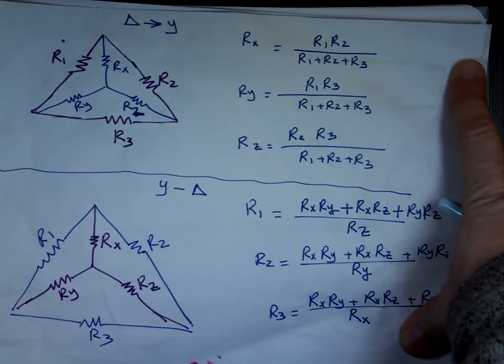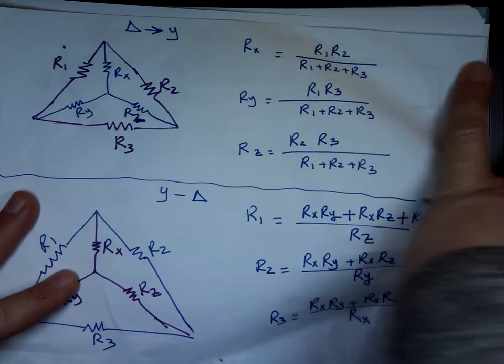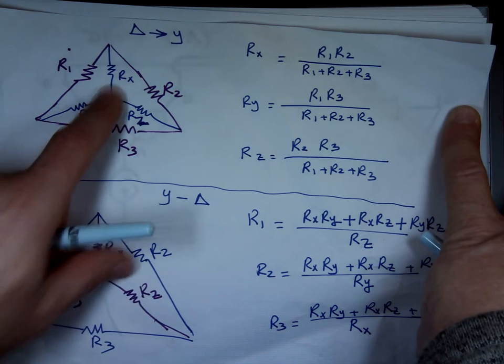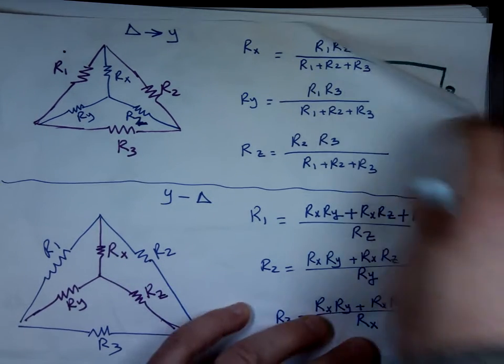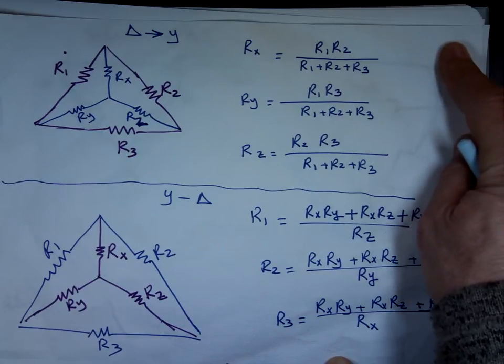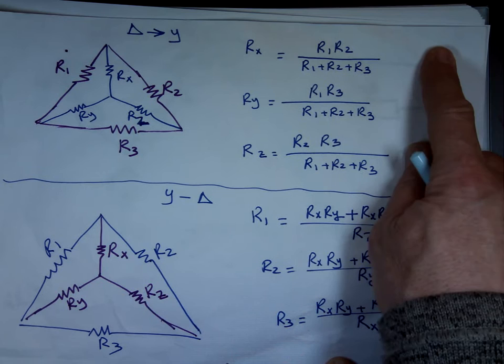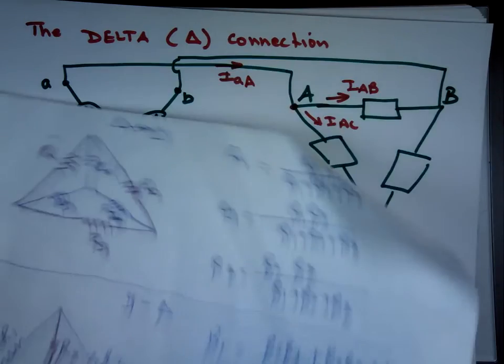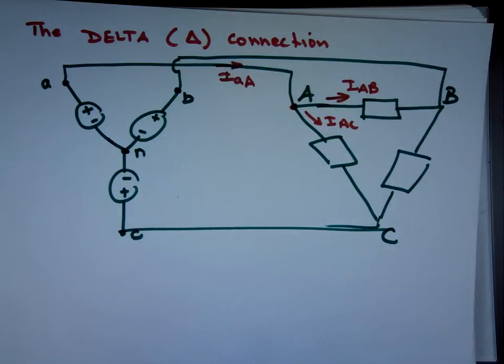And we can still use that, except instead of R1, R2, R3, it is going to be Z1, Z2, and Z3, ZY, ZX, and ZZ, whatever you want to call it. So we still can use this, delta to Y and Y to delta, absolutely. I can take my load and convert that. So I'll keep this handy. And let's take an example. I'll find one, we'll go through it.